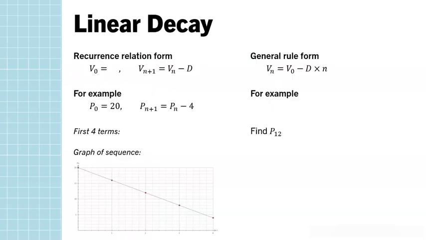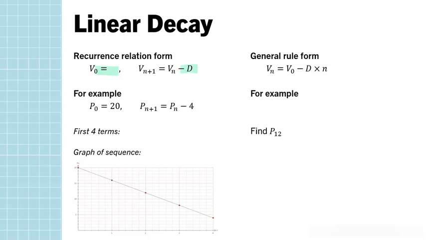Next, let's consider linear decay. So this is a sequence where we are decreasing. So again, very common components here. Our recurrence relation form, we're still giving our initial value, and we're giving it in the form Vn plus 1 equals Vn minus D this time. So we've got that decreasing value.